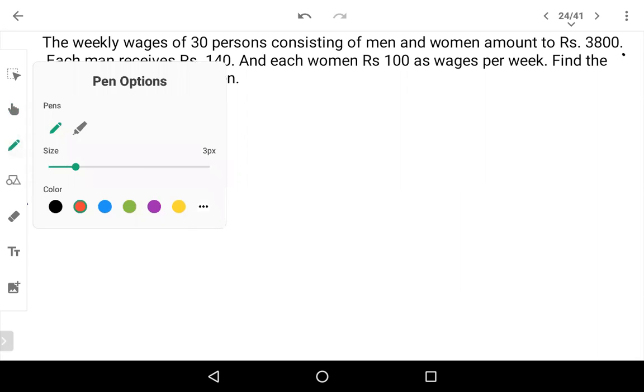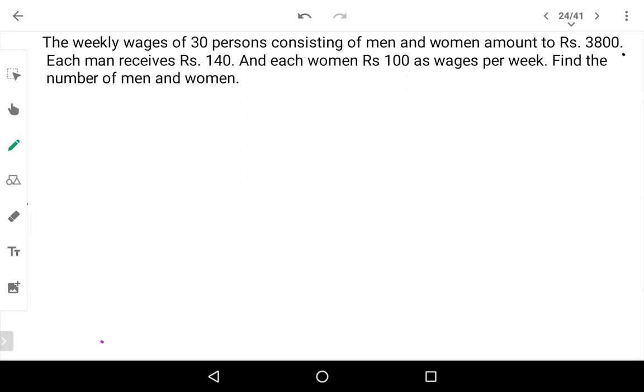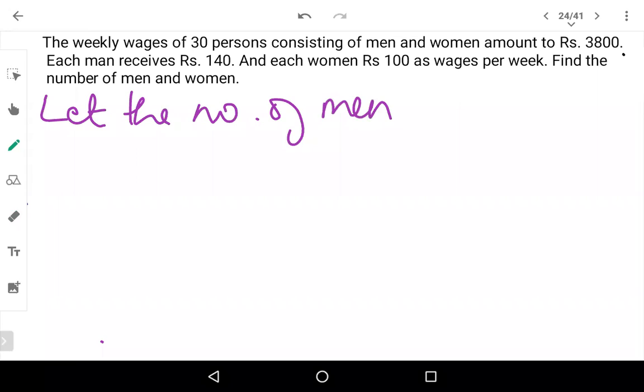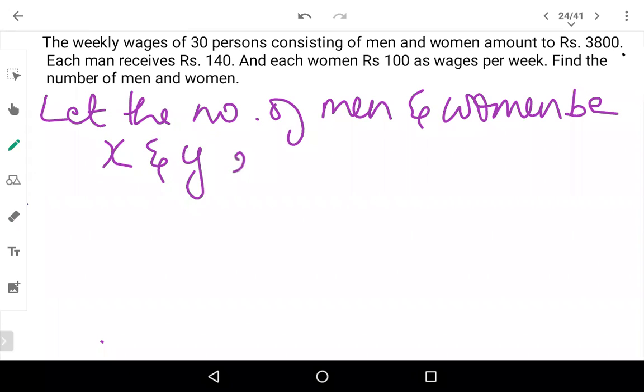Before that, did you all understand the question? Okay, great. So let us do the derivations. First, let the number of men and women be x and y respectively.